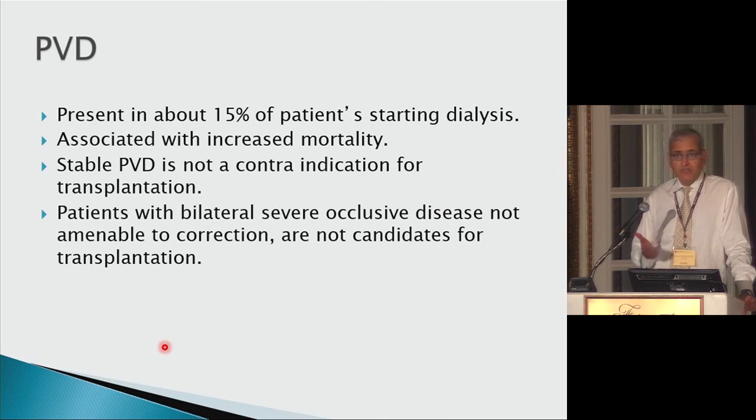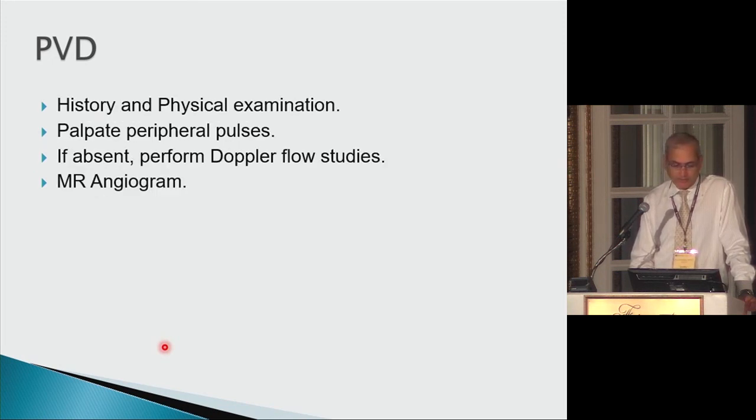But usually patients who have this advanced disease also have other problems, usually have bad cardiac disease and diabetes, and generally are not in a condition to move ahead with a transplant.